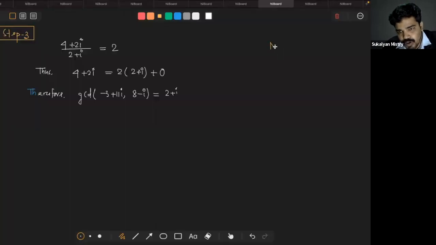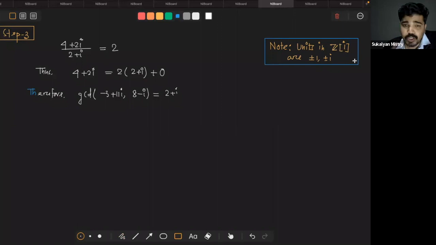Okay, so side note, units in zi are +1 or -1, plus i or minus i. So যদি আমরা কোনো দুটো এলিমেন্টের জিসিডি +1 অথবা -1, প্লাস i অথবা -i হয়, তাহলে আমরা বলবো দুটো এলিমেন্টকে, দ্যাট ইজ a and b আর রিলেটিভলি প্রাইম ইন জেড এর জন্য, ঠিক?